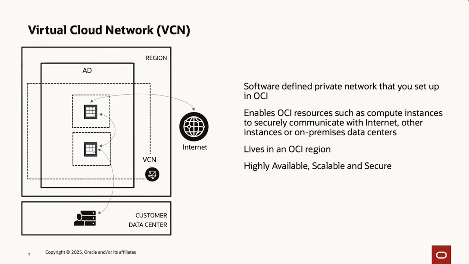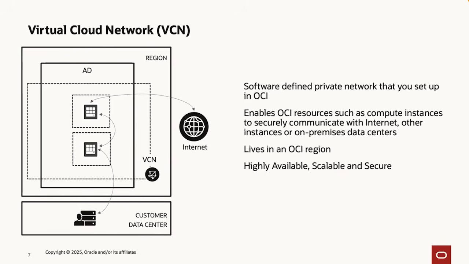From a VCN perspective, it does reside within a single region, but it can cross multiple availability domains. In this architecture diagram, just for simplicity, you only see one here, but most of our regions do have three ADs, and the VCN can expand through all three. When you deploy OCI resources such as compute instances, the VCN is where they're going to reside. And this would enable communication with the internet, other instances, or your on-premises data center, like you see here in this architecture diagram.